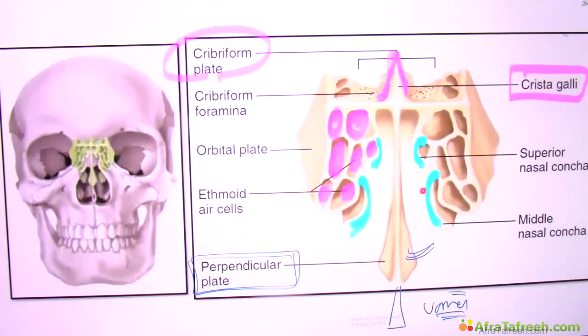If this is the lateral wall of the nose, then this is the nasal septum, and this is the roof of the nose, which is formed by the cribriform plate of the ethmoid bone. This is all the ethmoid bone.